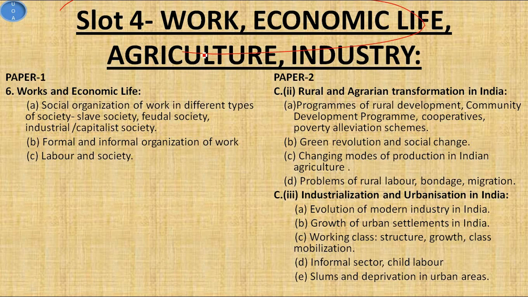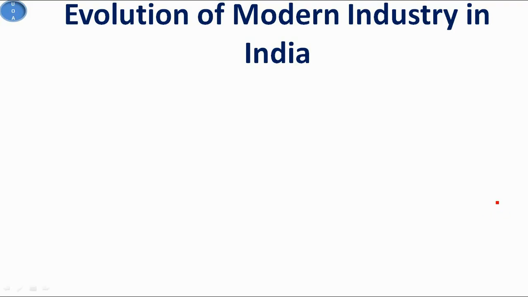So friends, as you know, we are covering slot 4, that is work, economic life, agriculture, industry. In paper 1 we have already finished topic 6, that is work and economic life, and in paper 2 we have already finished the topic rural and agrarian transformation in India. With this video we are going to start industrialization and urbanization in India by covering the evolution of modern industry in India. So friends, India has a very glorious past.